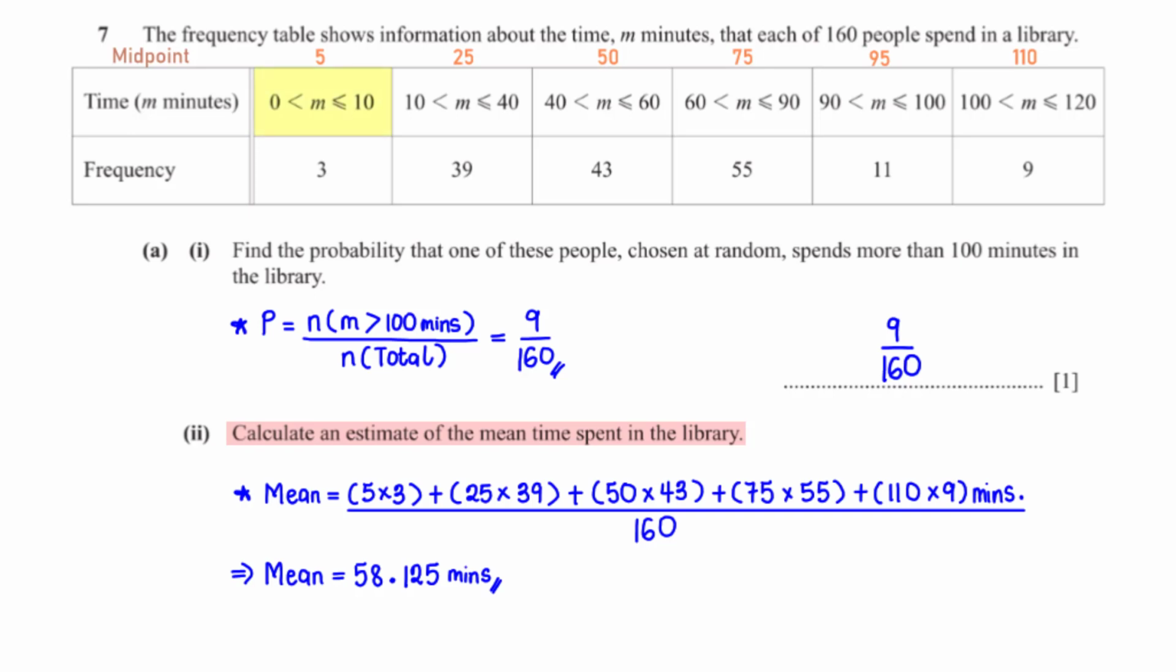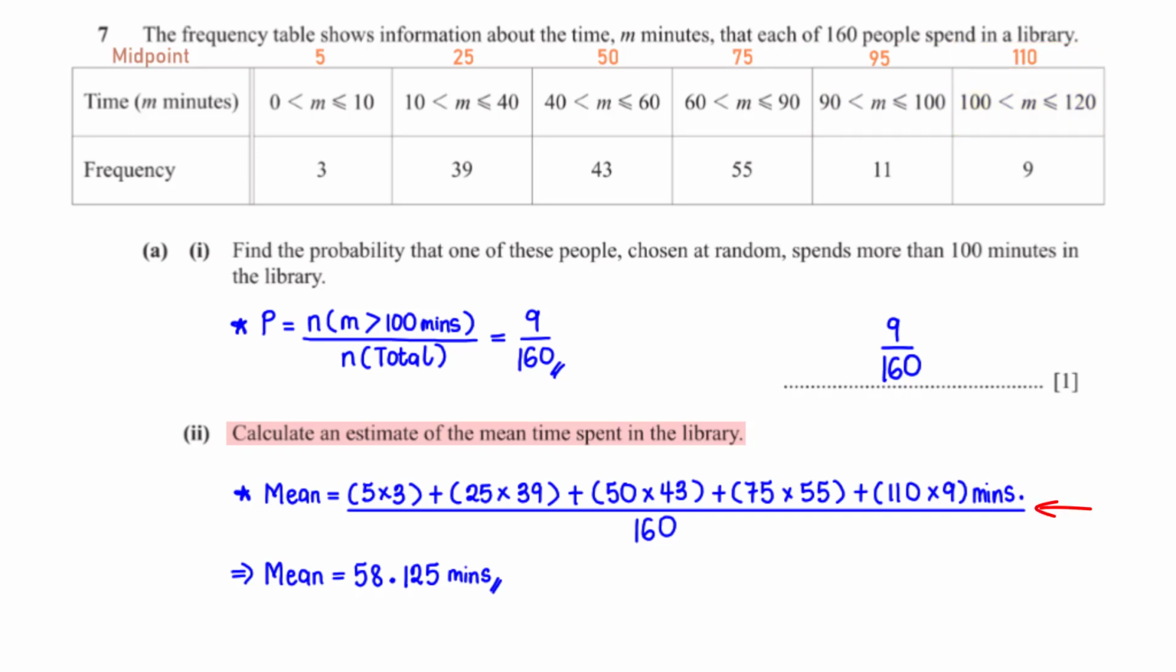So for the first interval, the average time is 0 plus 10 divided by 2, which is 5. Then we have 10 plus 40 divided by 2, which is 25. 40 plus 60 divided by 2, which is 50. 60 plus 90 divided by 2, which is 75. 90 plus 100 divided by 2, which is 95. 100 plus 120 divided by 2, which is 110.